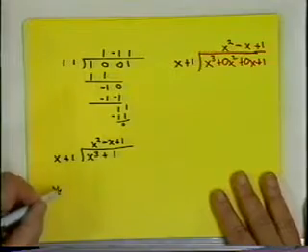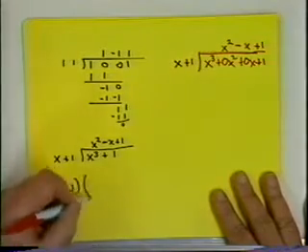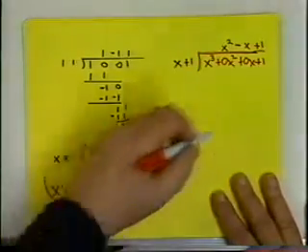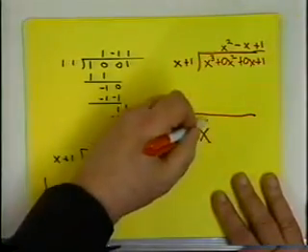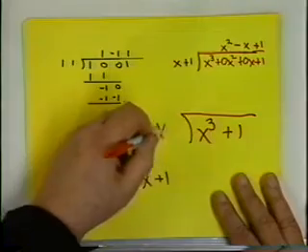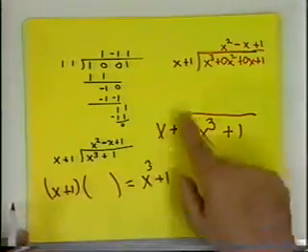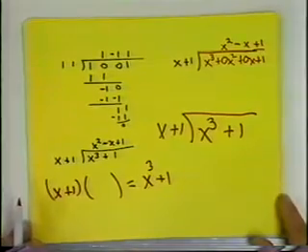If I want to find out what I have to multiply x plus 1 by to get x cubed plus 1, all I'm going to do is take x cubed plus 1 and divide that by x plus 1. And how does that division work? It works exactly the same way as place value division works.